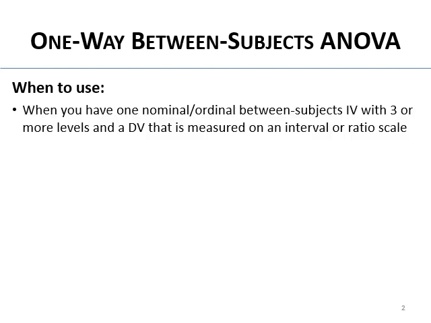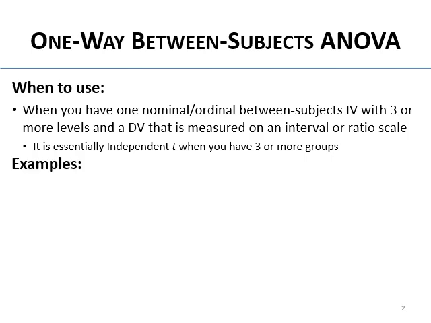Well, you use it when you have one nominal or ordinal between subjects independent variable, and that variable has 3 or more levels. And you've got a DV that's measured on an interval or ratio scale. So it's basically the same thing as an independent t-test, but when you have 3 or more groups. You can actually use this when you just have 2 groups, but why would you? A t-test is easier. So it's sort of the generalization of the independent t to 3 or more groups.